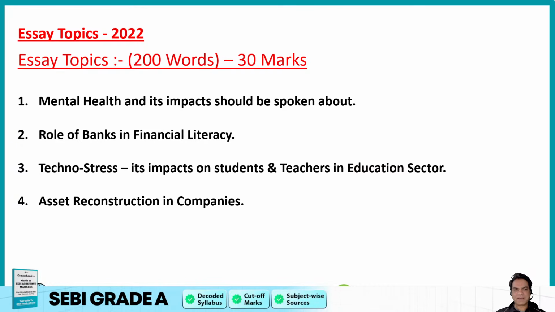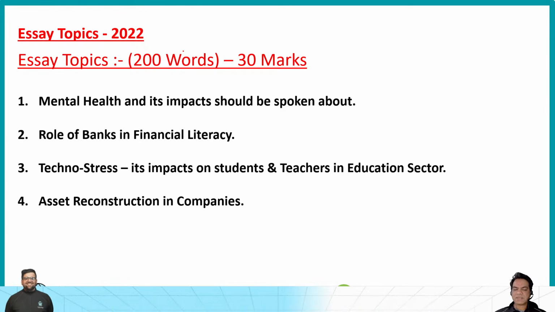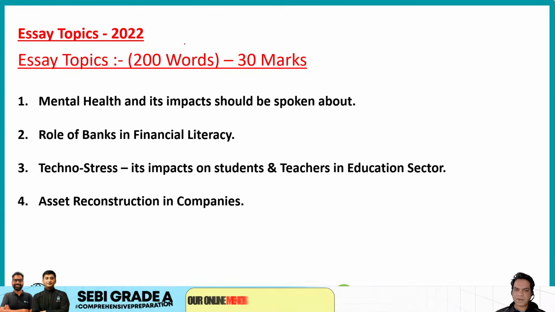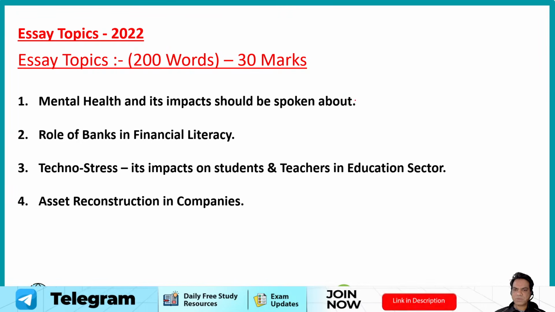Let's go further behind. In the year 2022, the word limit was 200 words, but that was 2022. We are three years down the line from that, so now the word limit would be 250 to 270 words, and you need to prepare accordingly. But in 2022, the word limit was 200 words, and look at the topics. Mental health and its impacts should be spoken about.